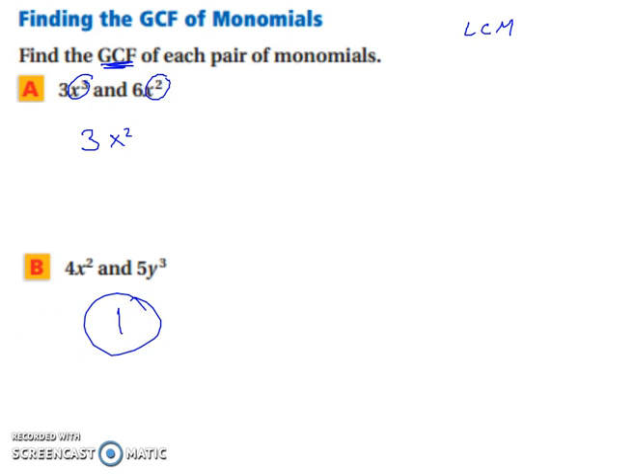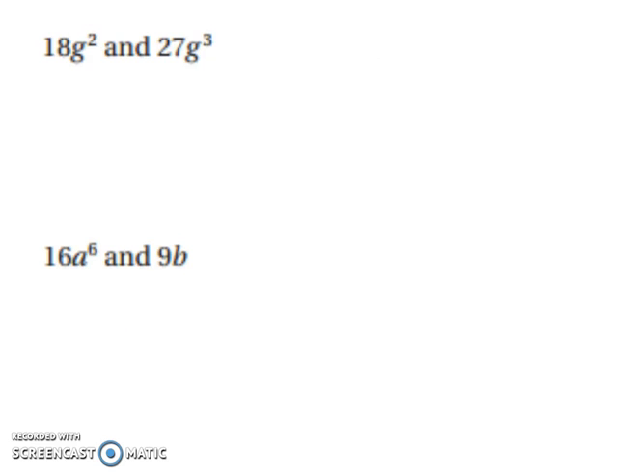Let's try a couple more just to be sure we have this. So what's the greatest common factor of 18 and 27? Well, the greatest common factor between 18 and 27 is going to be 9, just like we had done earlier in the video. And then we have this g squared and this g to the third. Because we're doing greatest common factor, so smaller, we're going to take the smaller one here. So that's g squared.